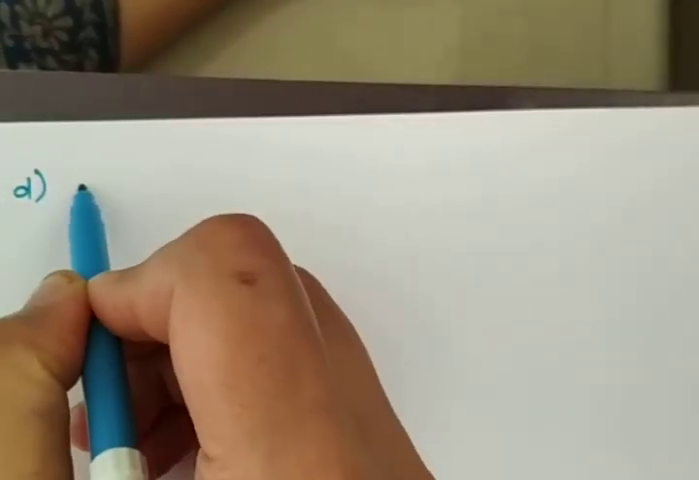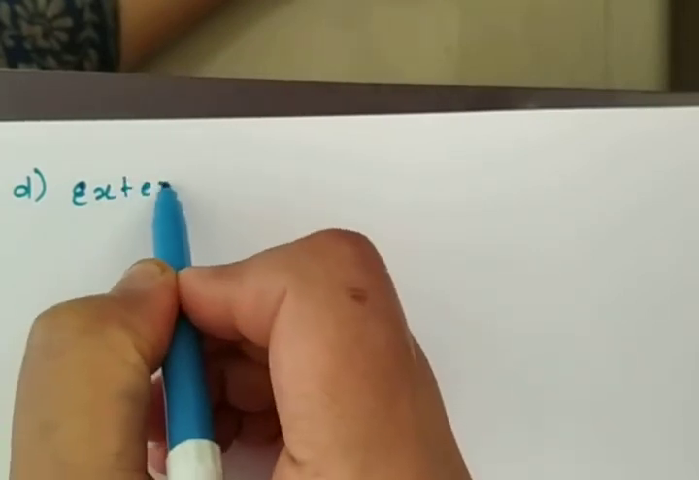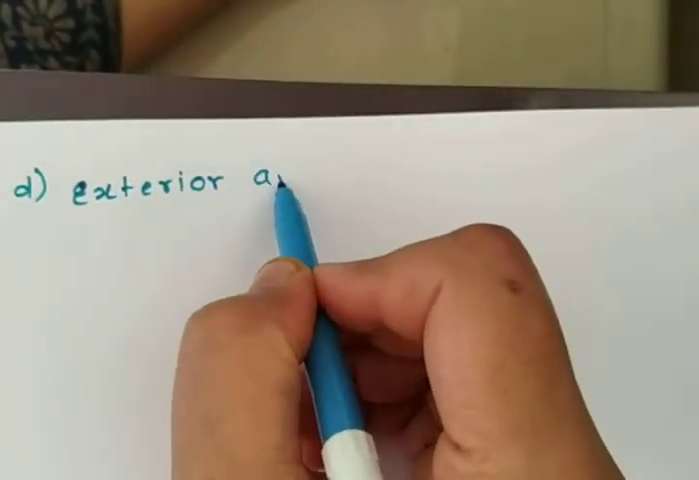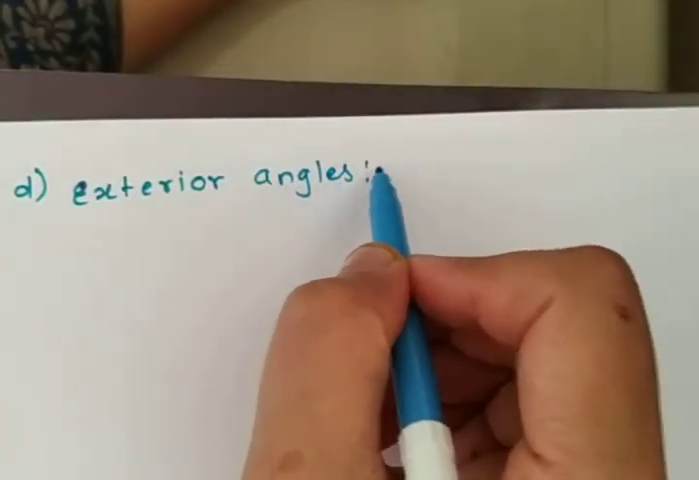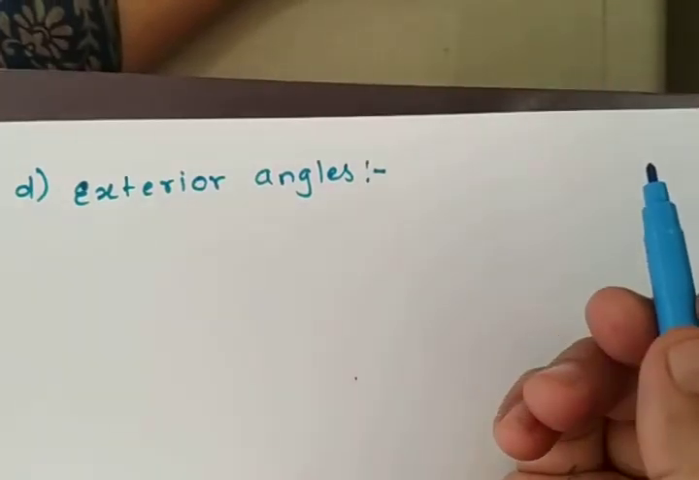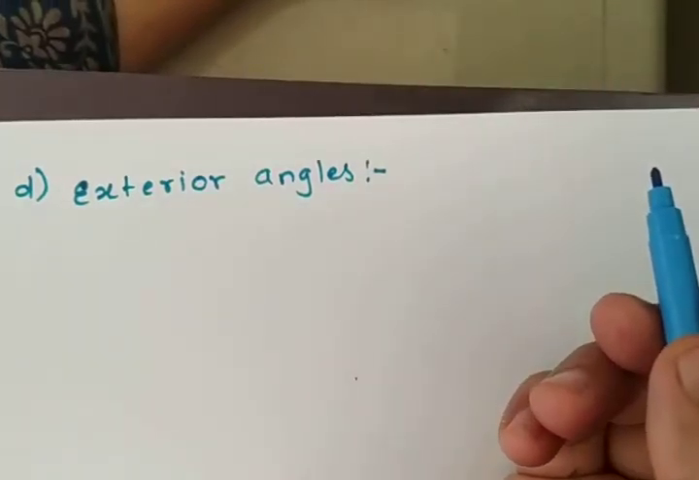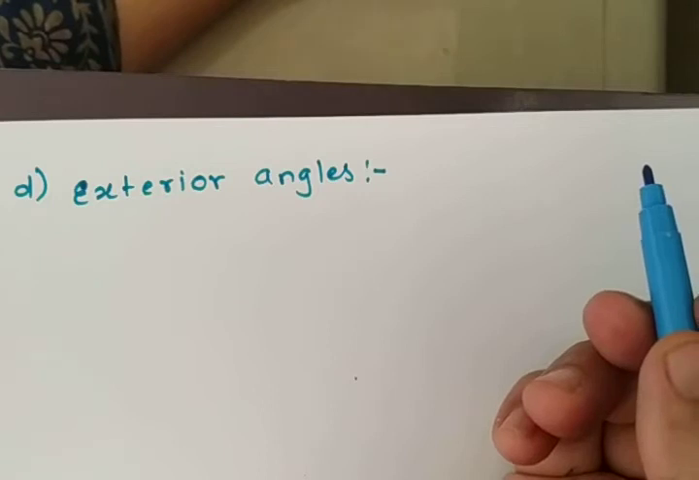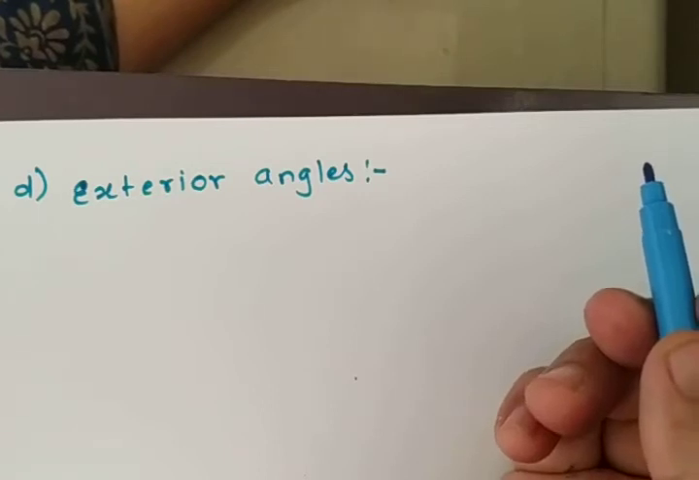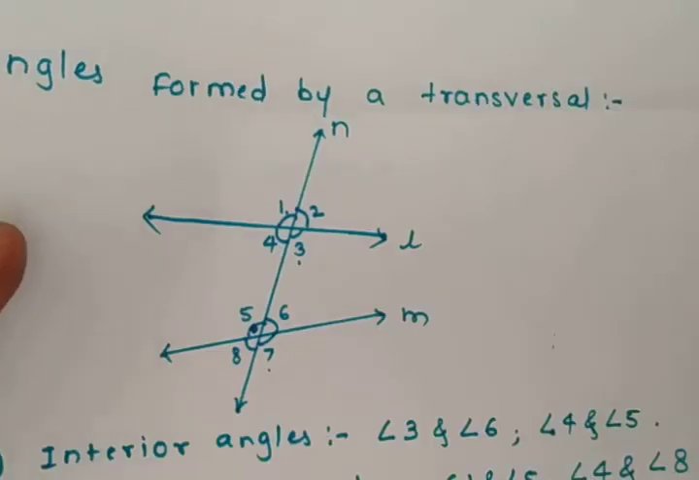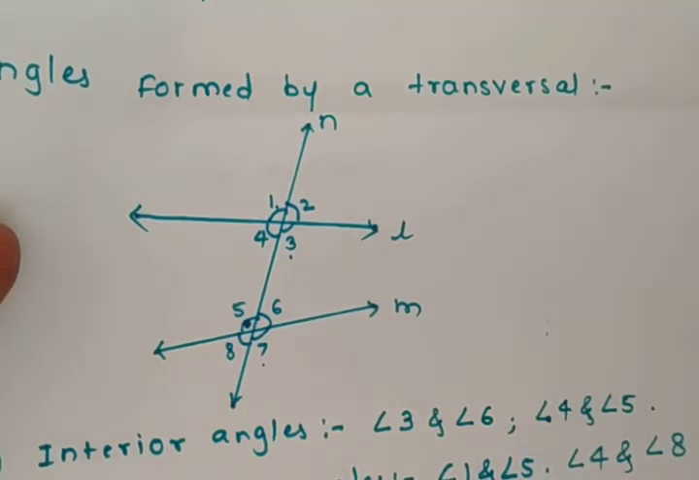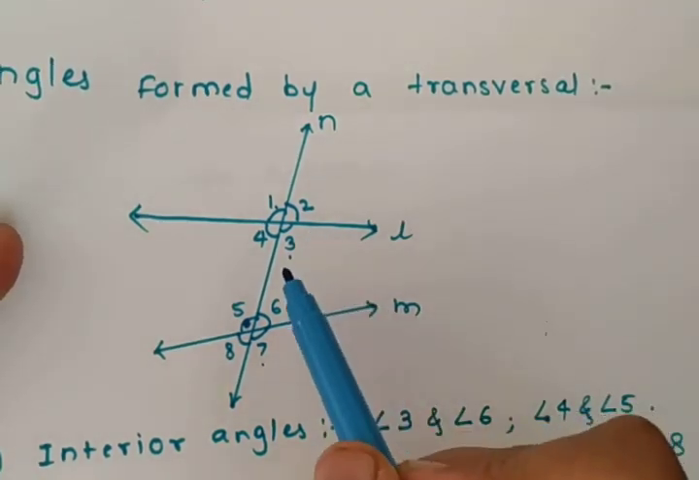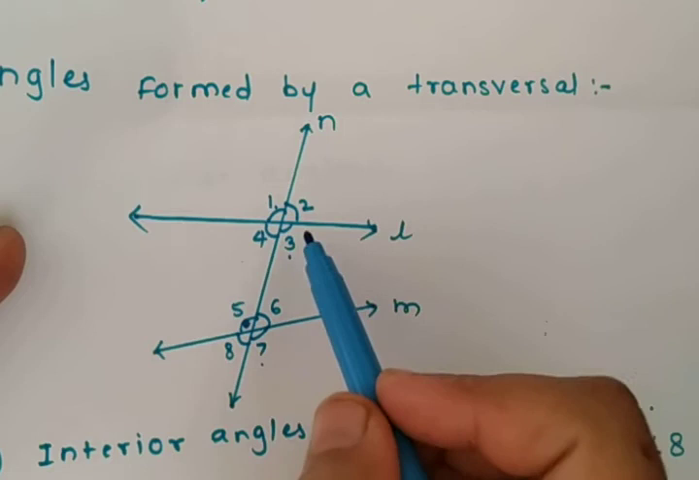Now we'll see the next type of angles, exterior angles. So which angles are said to be exterior angles? The angles in the exterior and on the same side of the transversal are called exterior angles. Look at this diagram. Again I repeat, the angles in the exterior.